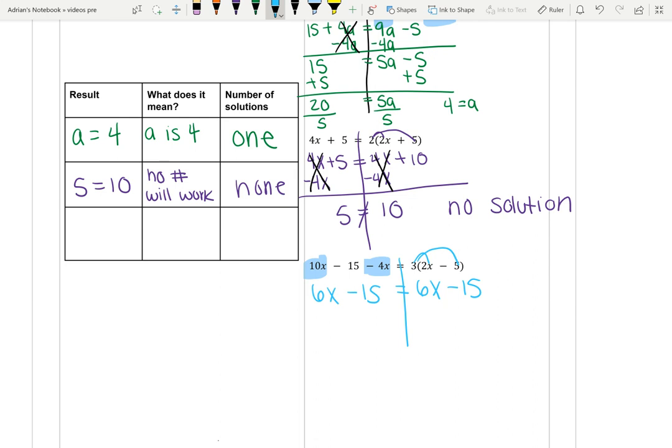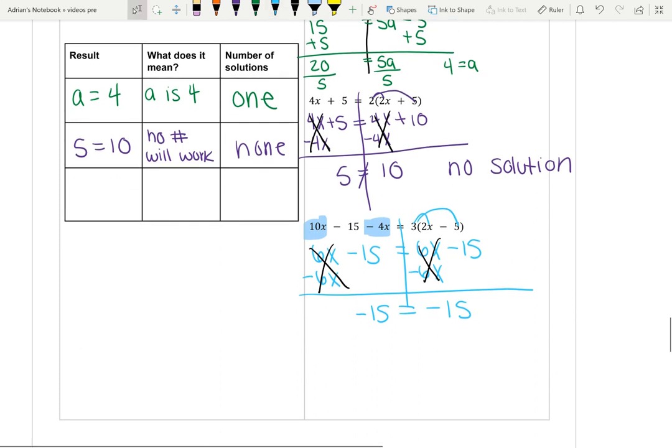I'm going to try to get that variable to one side though. So I'm going to minus the 6x. And then it does happen to cancel both of these. And I get negative 15 equals negative 15. Now, does negative 15 equal negative 15? Yes. So we call this infinite solutions, meaning that anything can work. So you can put the infinity symbol, or you can write infinite.